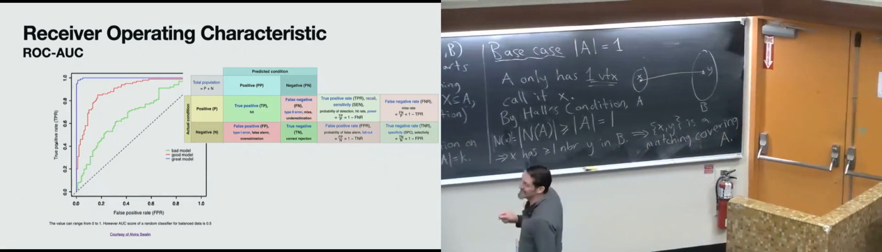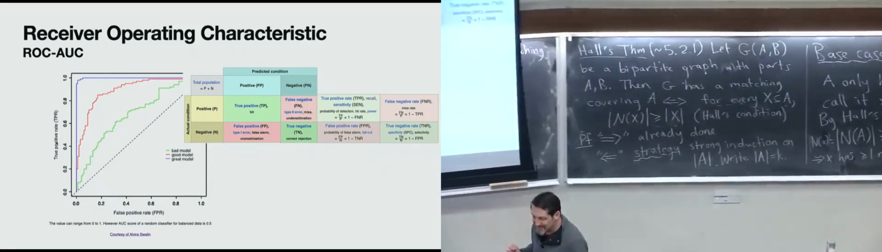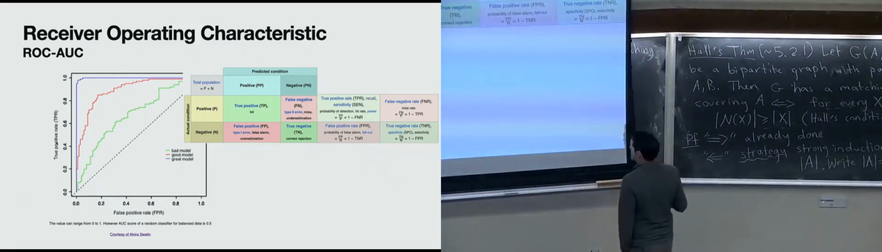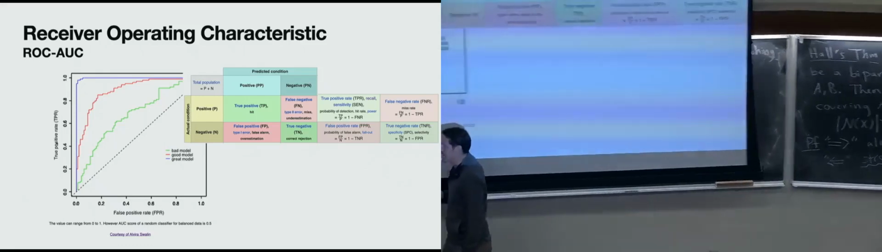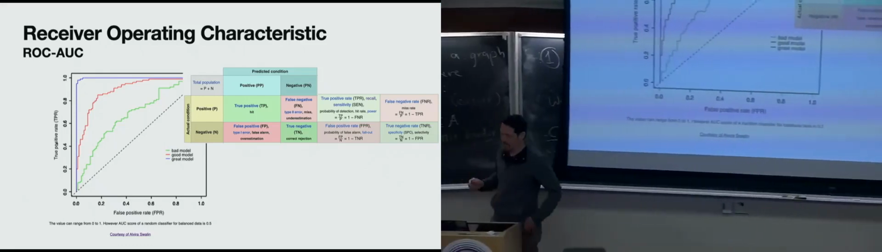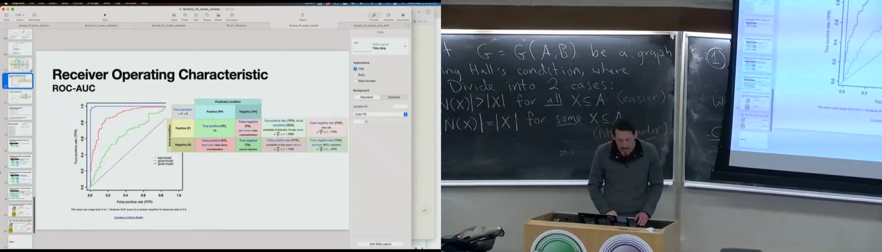Yeah? Yeah, that's a great question. The bias-variance trade-off is a very confusing thing. We've talked about it at least twice, maybe three times in different circumstances.